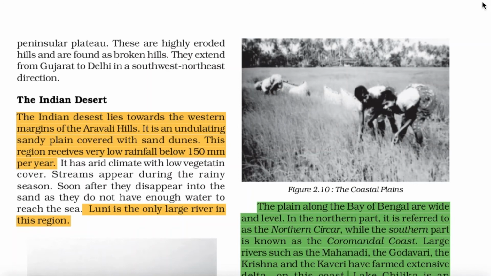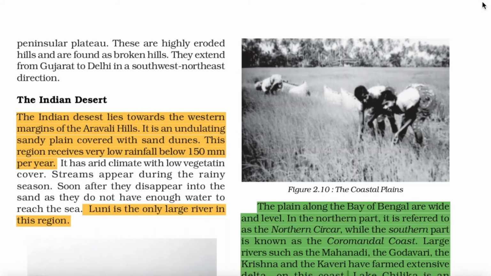The Indian Desert. The Indian Desert lies towards the western margins of the Aravalli Hills. It is an undulating sandy plain covered with sand dunes. This region receives very low rainfall, below 150 millimeters per year. It has arid climate with a low vegetation cover.